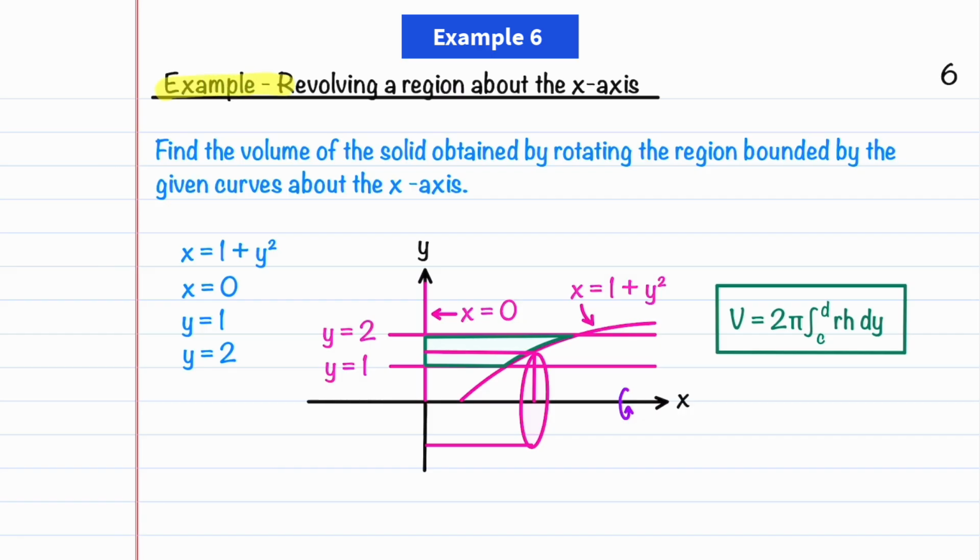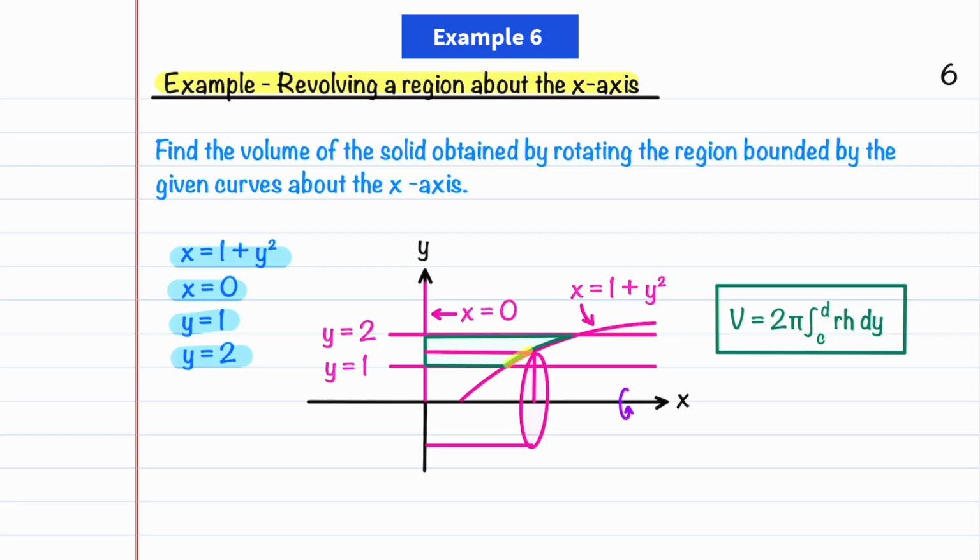Let's now walk through an example where we are going to find the volume of a solid obtained by revolving a region about the x-axis, and we're going to use cylindrical shells. The curves that we're given are x is equal to 1 plus y squared, x is 0, y is 1, and y is 2. The first thing that you want to do when you're solving this type of problem is to graph these curves. I've already done that to make things easier.